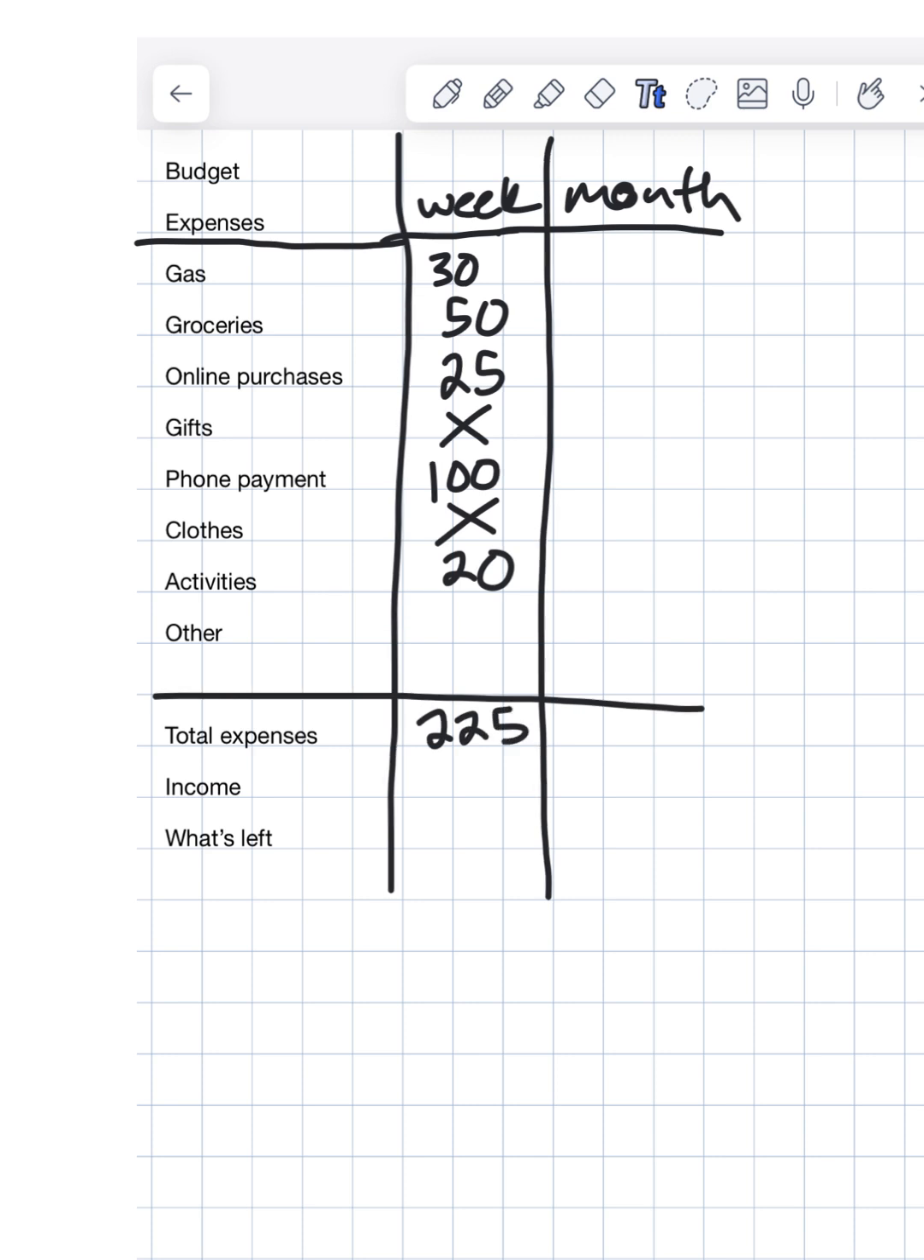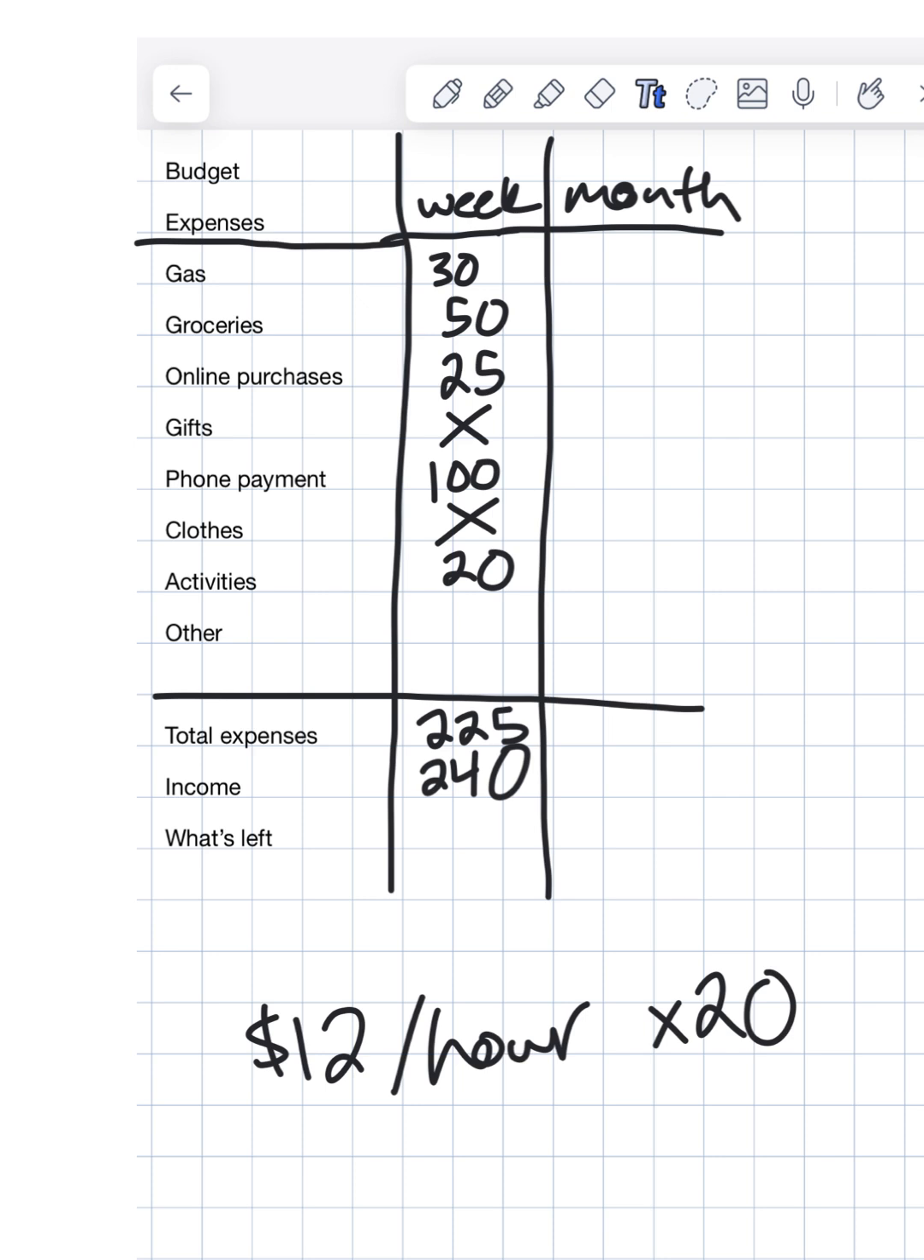Okay, then you're going to start thinking of your income. So I looked up a job at Culver's. You can start at about $12 an hour. Now, if you were able to work, say, 20 hours a week, that's going to come to $240 a week.